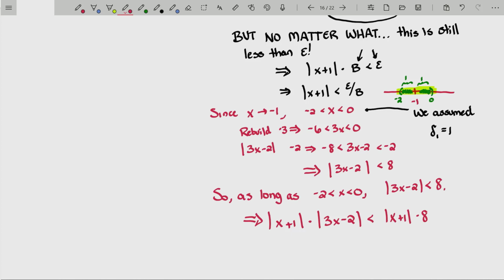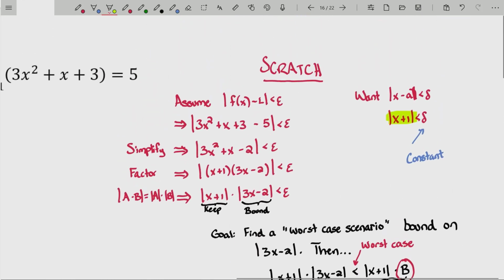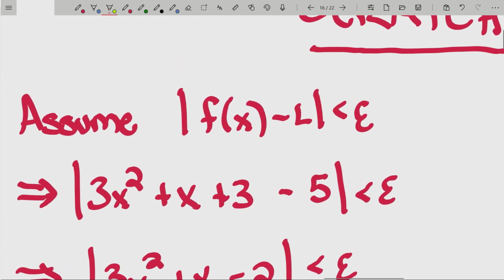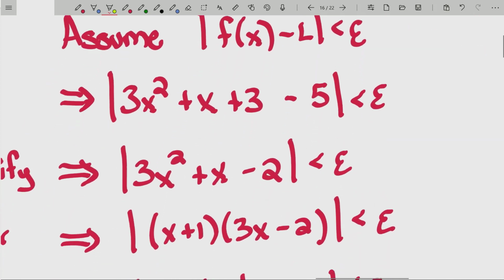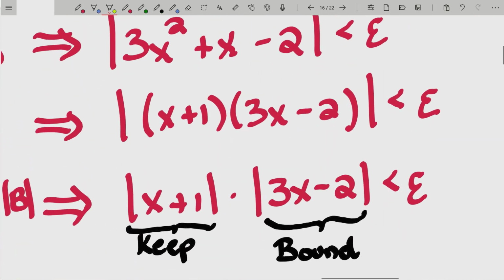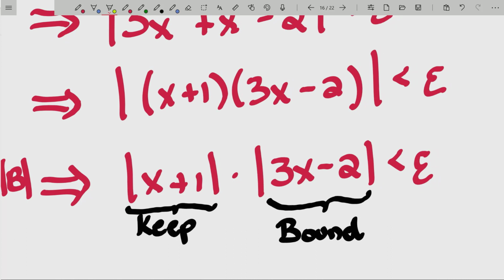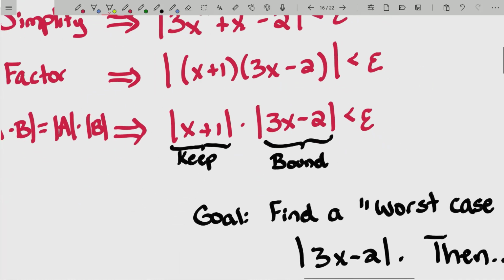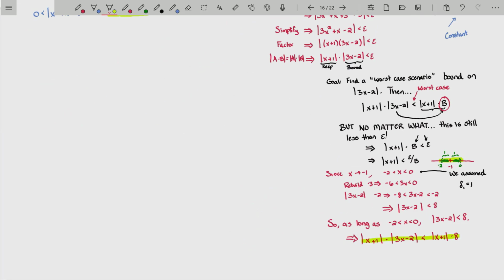But no matter what, all of these statements are always assumed to be less than epsilon. We started this whole process with the assumption that the distance between our function and our limit is less than epsilon. And the distance between our function and our limit ends up being this. We've assumed that that product is less than epsilon, no matter what. We have assumed that's the case. So even in the worst case scenario, we've assumed that the absolute value of x plus 1 times 8 is less than epsilon. Even in that worst case scenario.